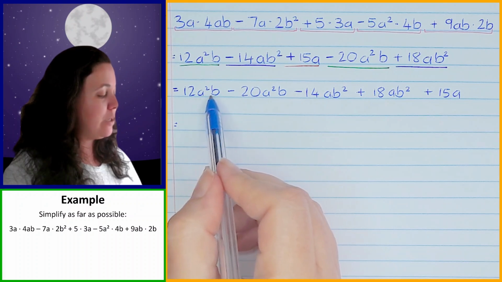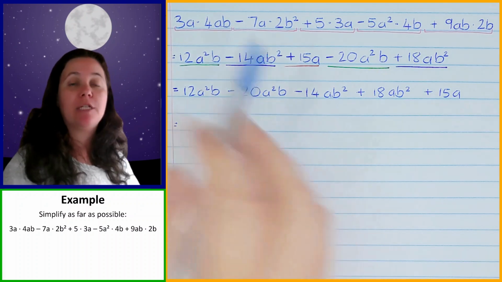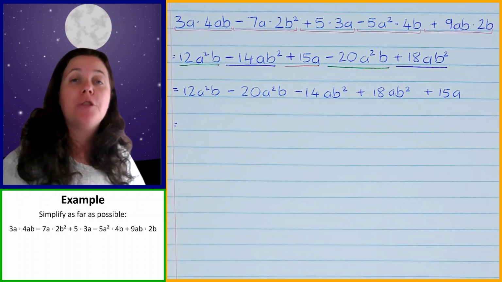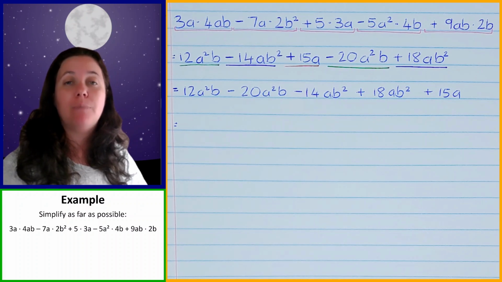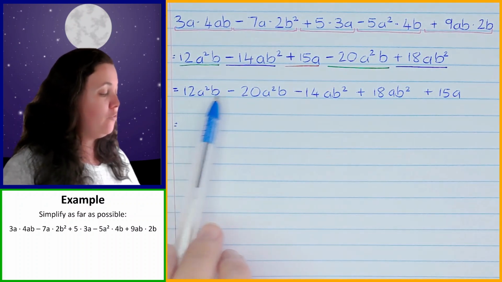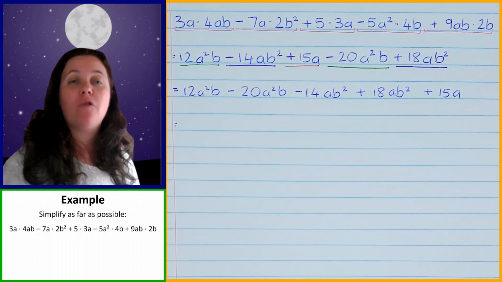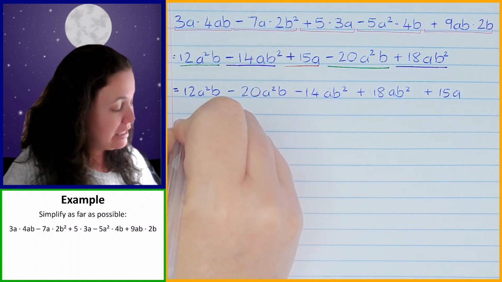So 12a squared b minus 20a squared b. So when we combine our like terms, the variable part of it is going to stay the same. We're going to only be adding or subtracting the coefficients, the number part that's in the front. So I've got 12 minus 20. Now we know that 12 minus 20 is negative 8. So it's going to be negative 8.